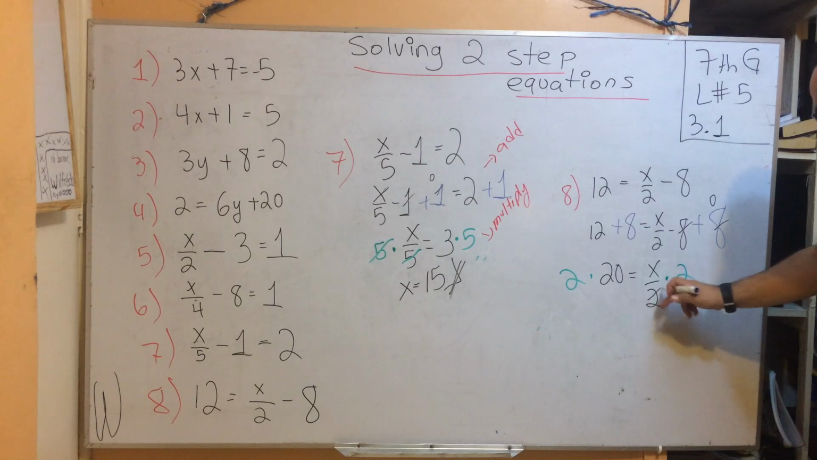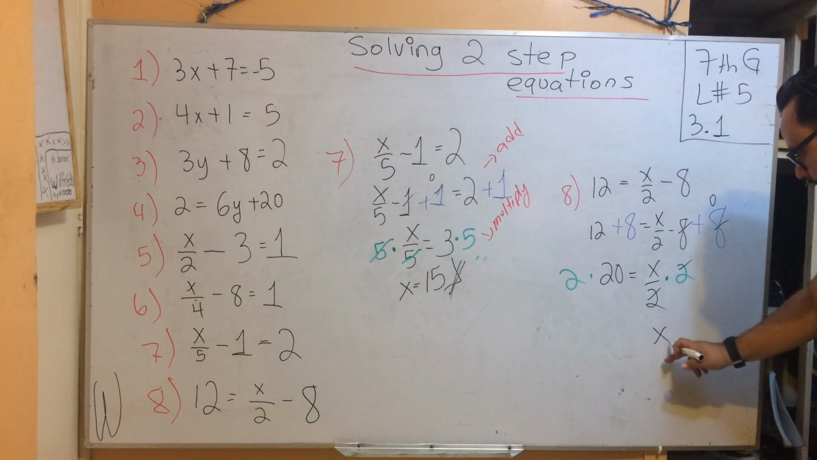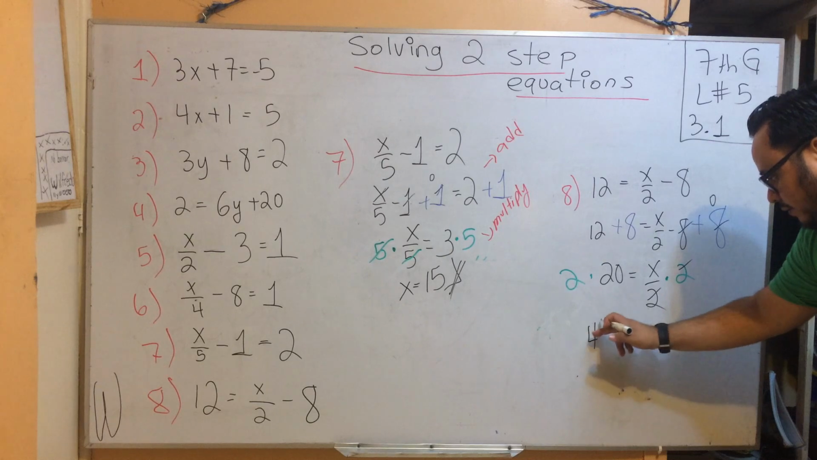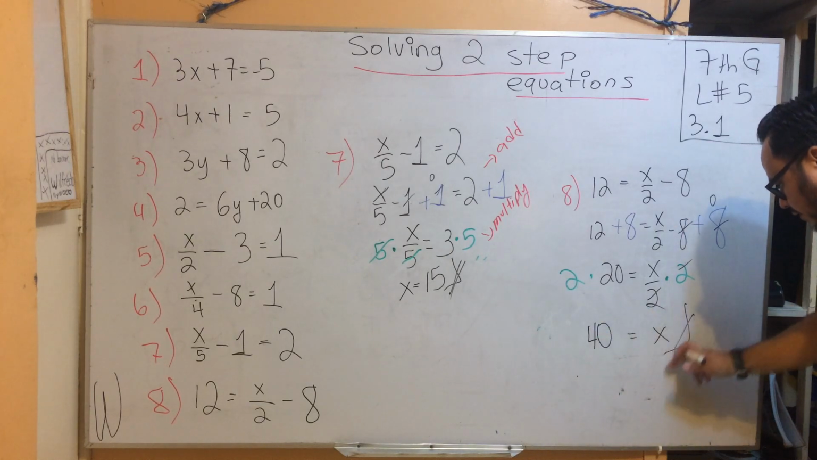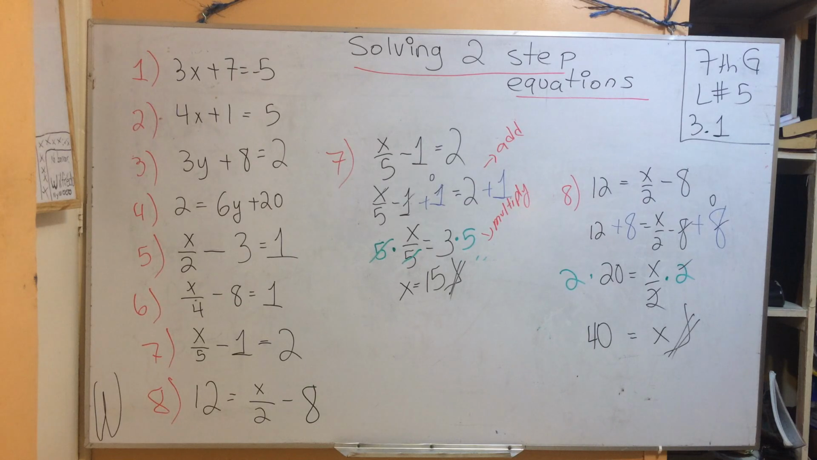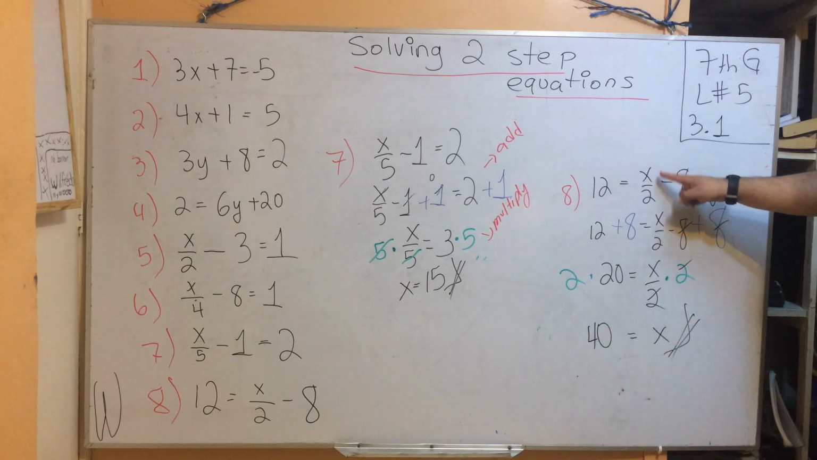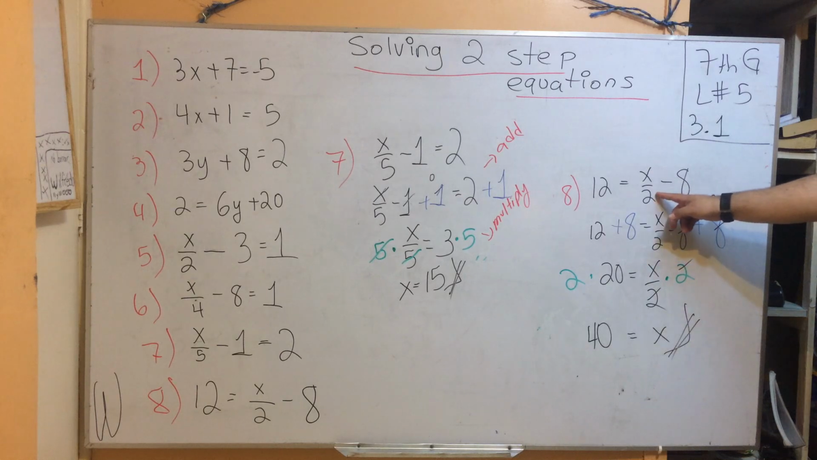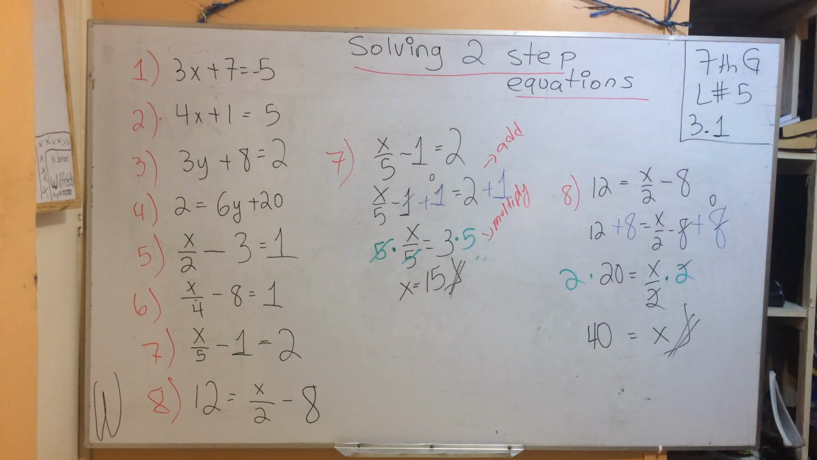And what do we have? This one cancels with this one. So we have x equals 2 times 20, 40. And now we have our answer. Okay? How do we know that this is correct? 40 divided by 2, 20. 20 minus 8, and we have 12. Okay? What are the two steps? We add and we multiply.